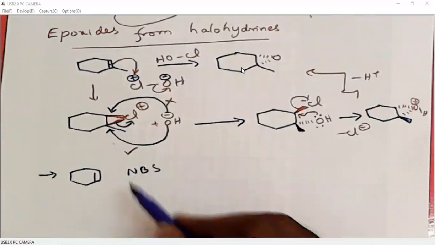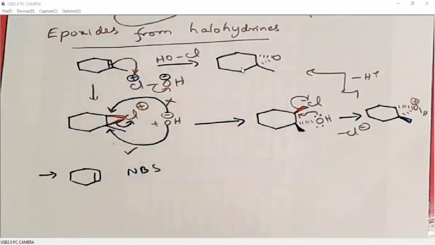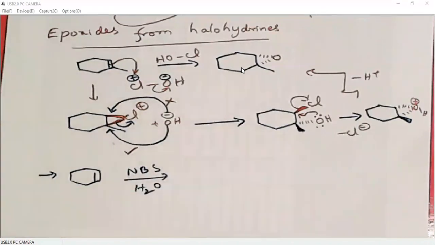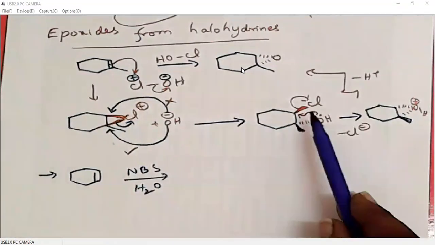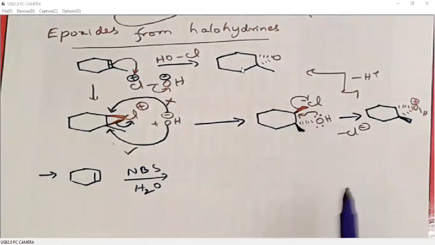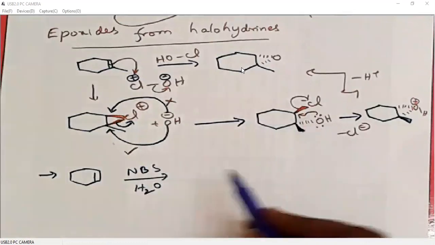NBS for bromonium ion formation, then add water. Okay, it generates a bromonium ion, then water attacks to form a halohydrin, this halogen and alcohol. Then with the neighboring group participation, we can generate the epoxide.